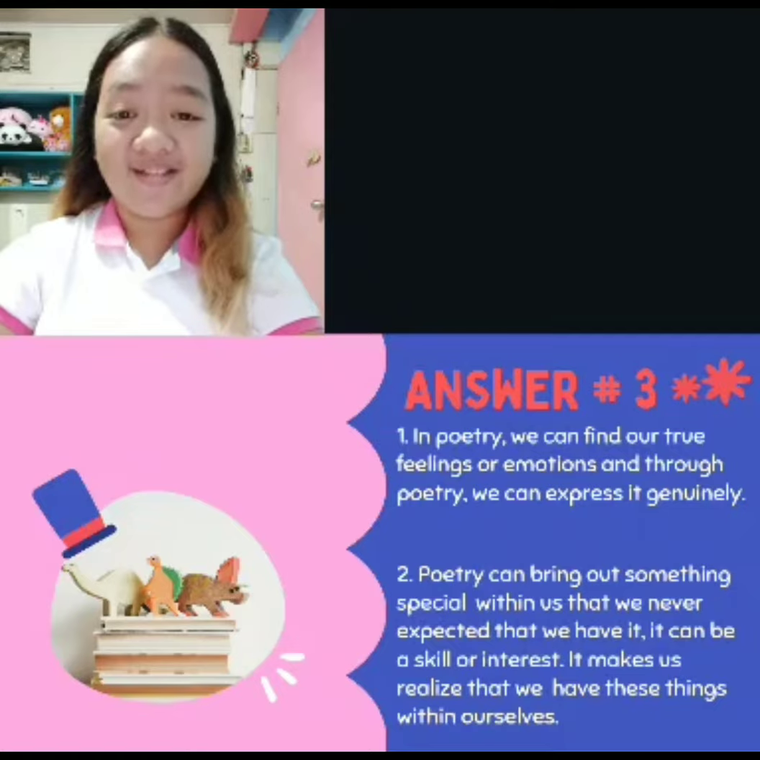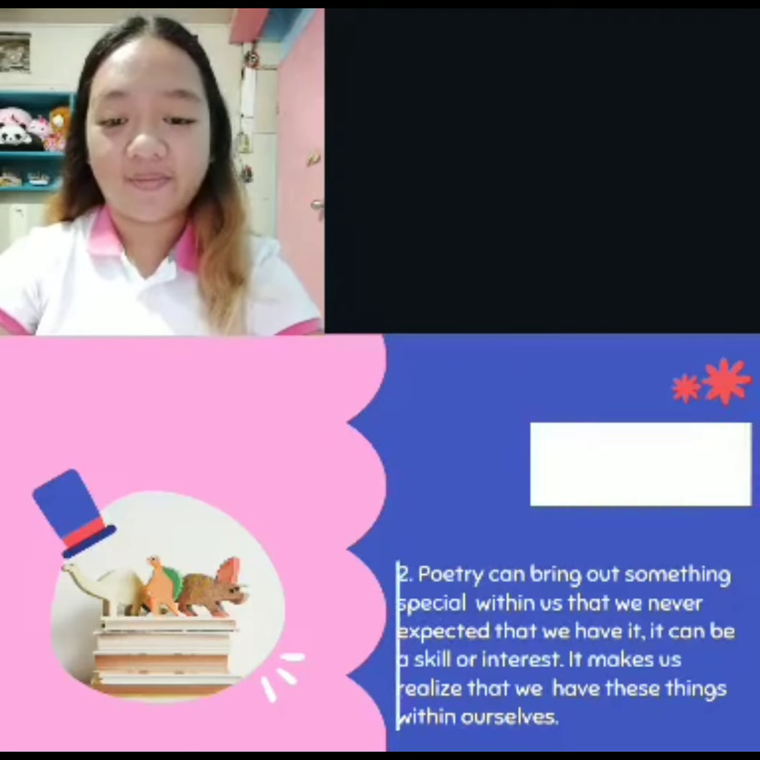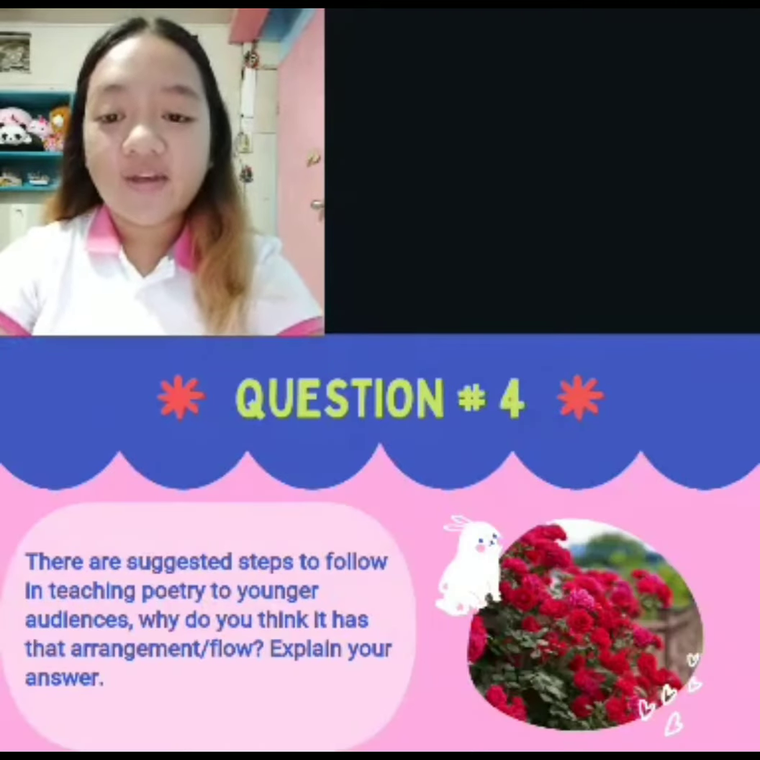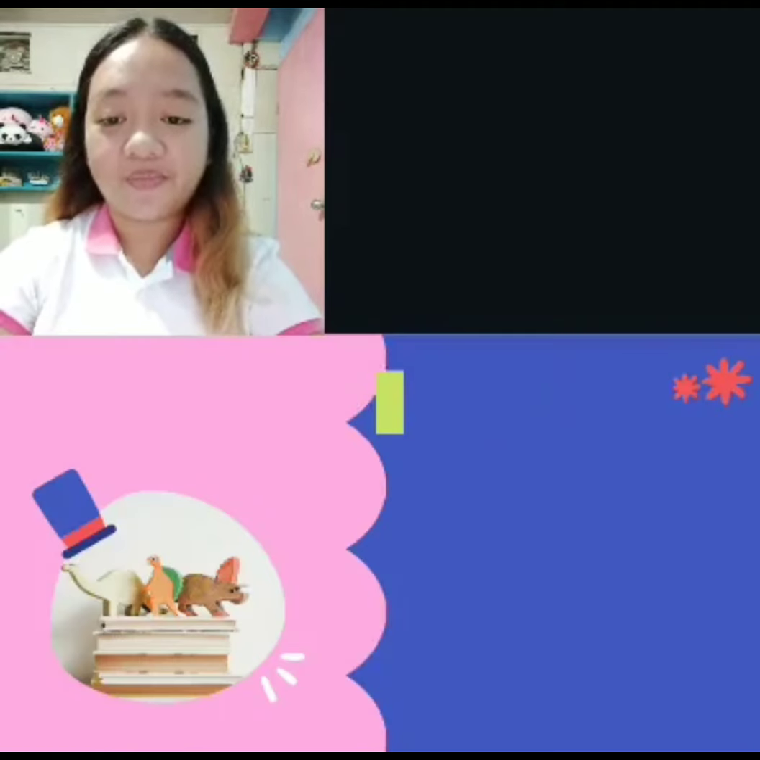Okay, so now, the last but not the least, we have the number 4 question. There are suggested steps to follow in teaching poetry to younger audiences. Why do you think it has that arrangement or flow? Explain your answer. So here is my answer.